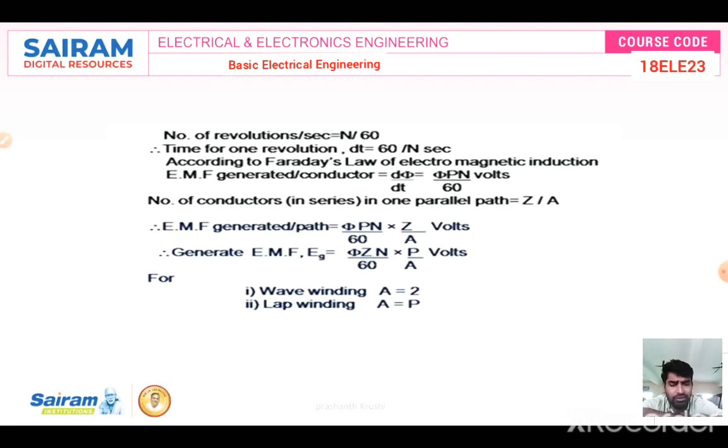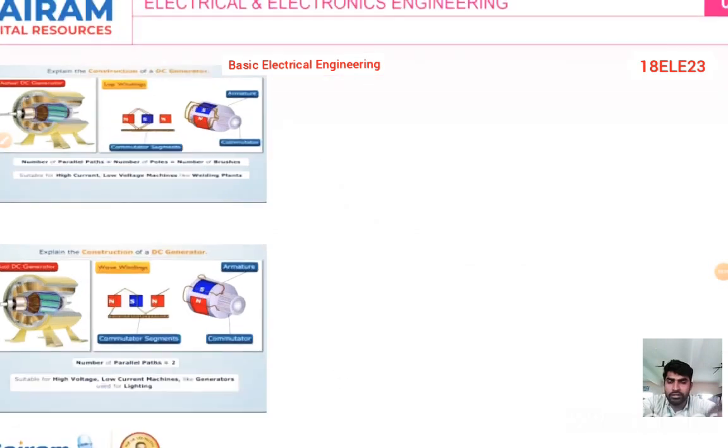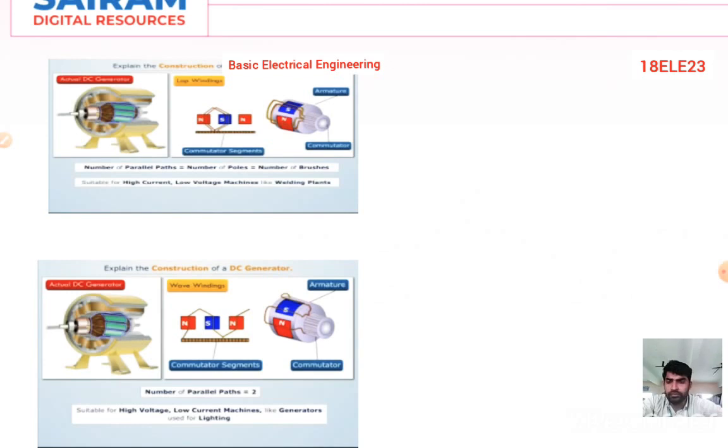So wave winding is different from lap winding. I'll show you how wave winding and lap winding are made in the DC generator armature. Is it visible? This one is lap winding, and this one is wave winding.